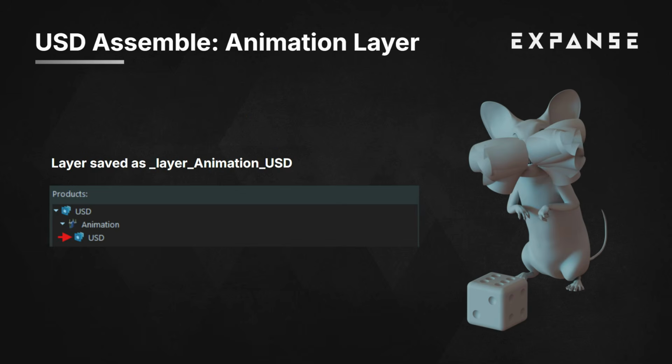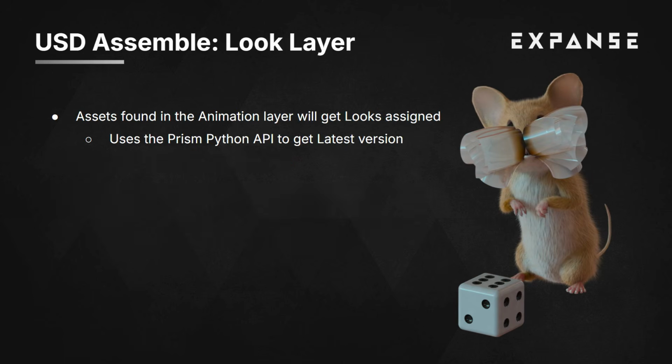So the first layer is the animation layer, where all the animation caches are combined. More happens on this layer, but I don't have time to talk about it. It gets saved as layer animation USD. And then we have the look layer. This is the layer for shaders and groom. The script will search the animation layer for assets and assign the latest look version in the project using the Prism Python API.